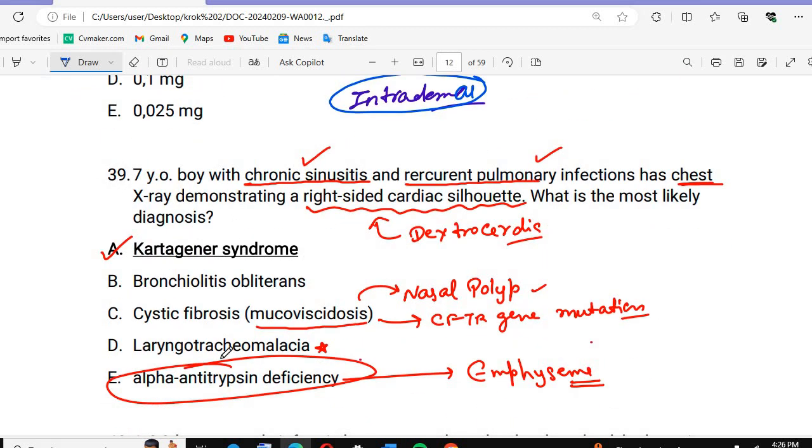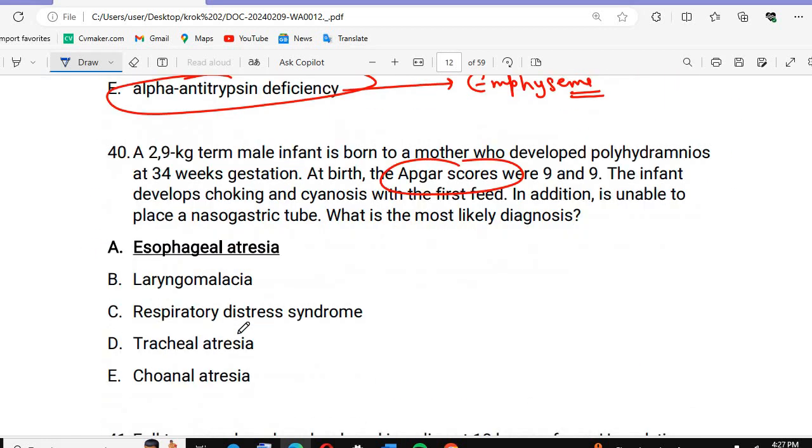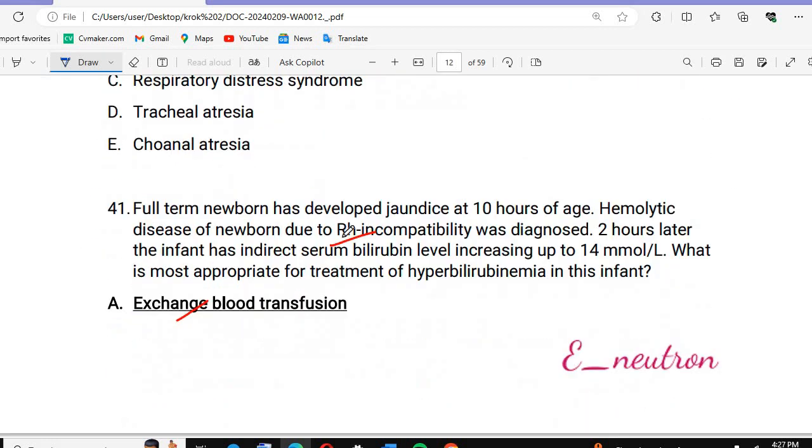Then we have question number 39. Yesterday we discussed that there is chronic sinusitis, recurrent pulmonary infections, and right-sided cardiac apex. So this condition is known as dextrocardia, the situs inversus. We already discussed this, like Kartagener syndrome or the immotile cilia syndrome that we discussed yesterday. Then we discussed these questions.